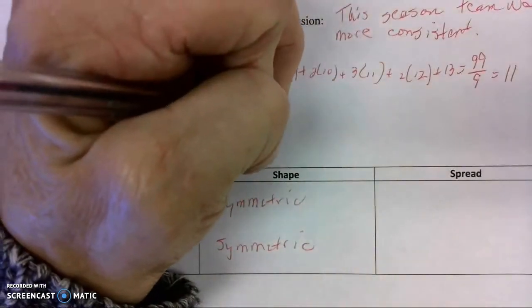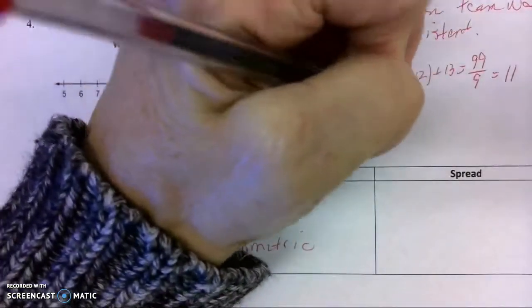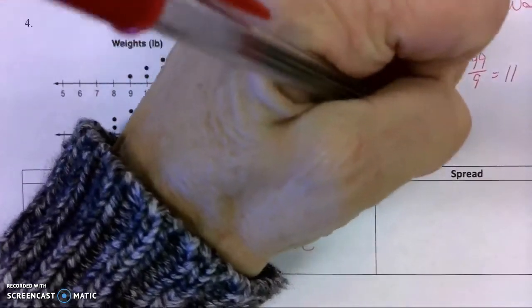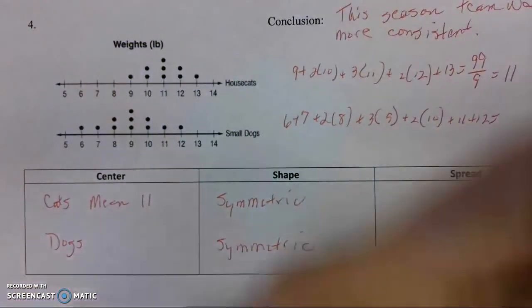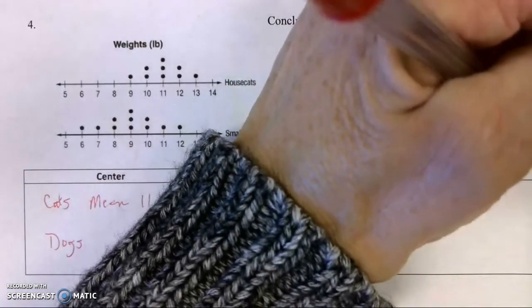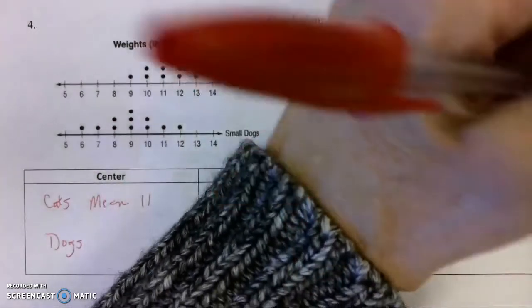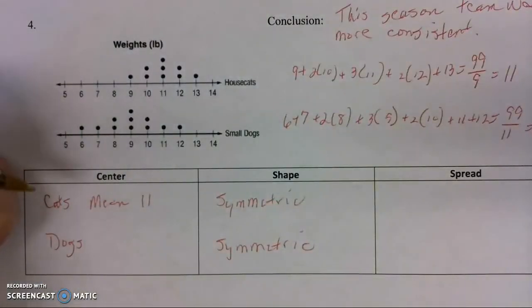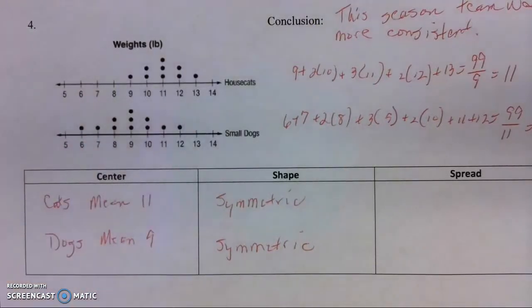So I have a 6 plus 7. And there are 2 8s. There are 3 9s. 2 10s. And 11 and a 12. And when I add all of those together, I get 99. But this time, because I have 11 dogs, I'm going to divide it by 11, and my small dogs' mean weight is 9.